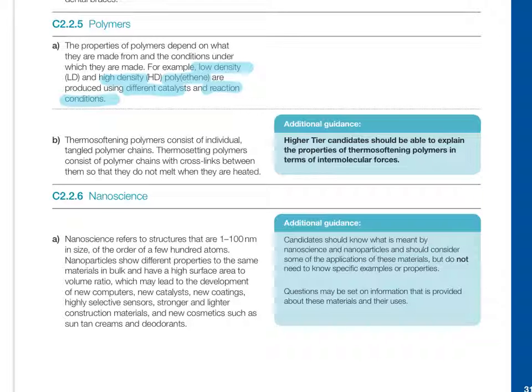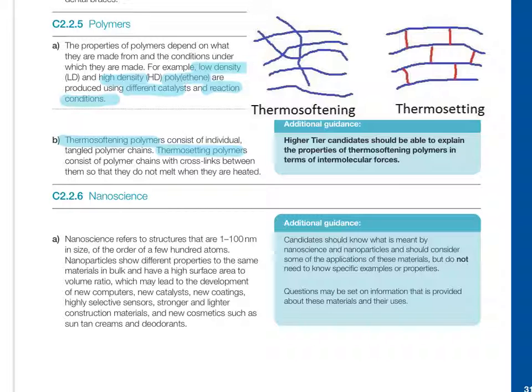The other two types of polymers you need to know about are thermosoftening polymers and thermosetting polymers. A diagram like this is often used to show the difference between thermosoftening and thermosetting. Your thermosoftening has individual tangled polymer chains. So the polymer chains are by themselves, but they're all tangled together. Thermosetting polymers have polymer chains that have something called cross-links between them. So these are like extra bonds between the polymer chains.